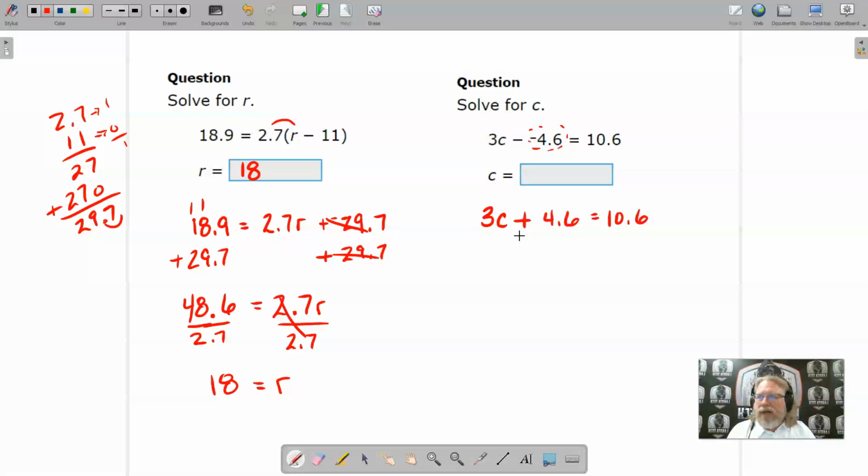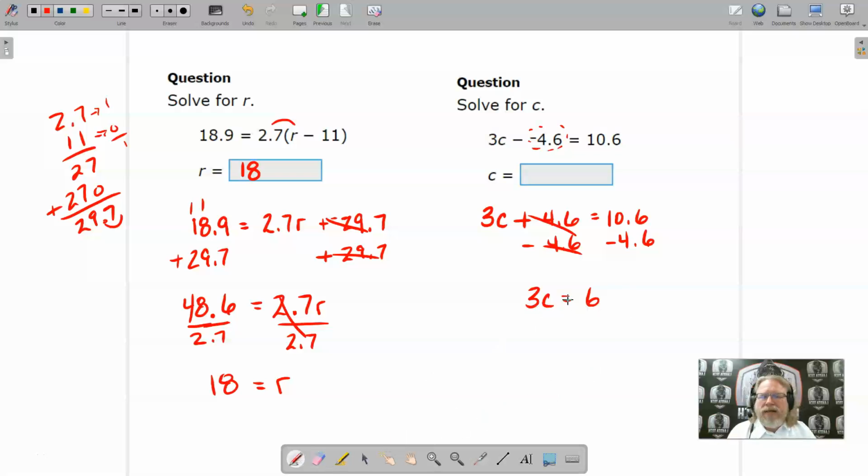So let's go ahead and get rid of this positive 4.6 by subtracting 4.6. Got to get that out of there before we can deal with the multiplication over here with the 3c. What we do to one side, we're going to do to the other. So we're going to subtract 4.6 here as well. These will cancel each other out, leaving us with 3c. And then 10.6 minus 4.6, well, 6 minus 6 is 0, and 10 minus 4 is 6. So we have 6.0, which is the same as just 6, right?